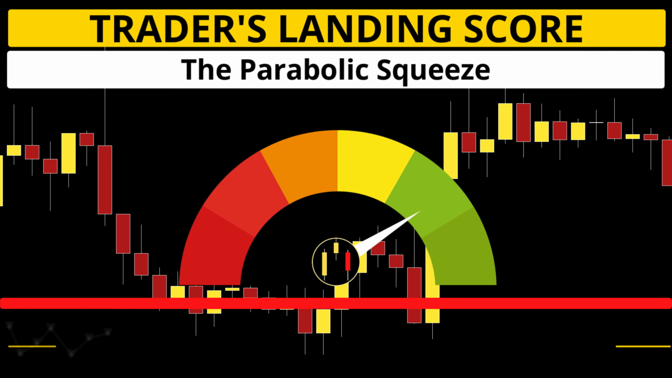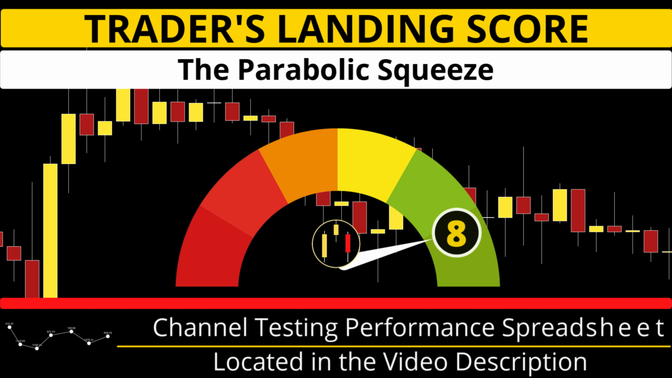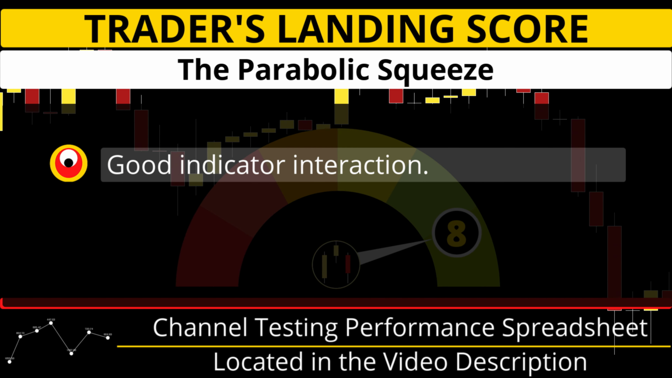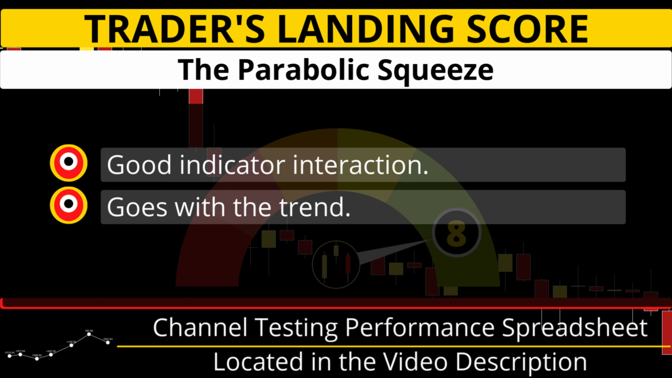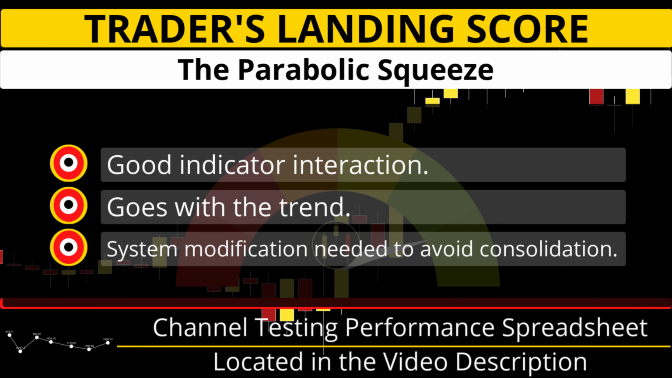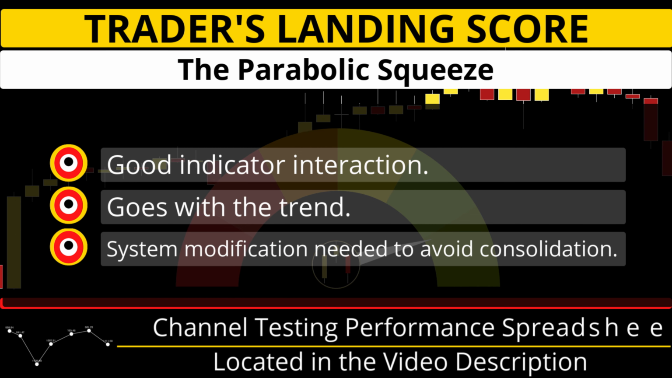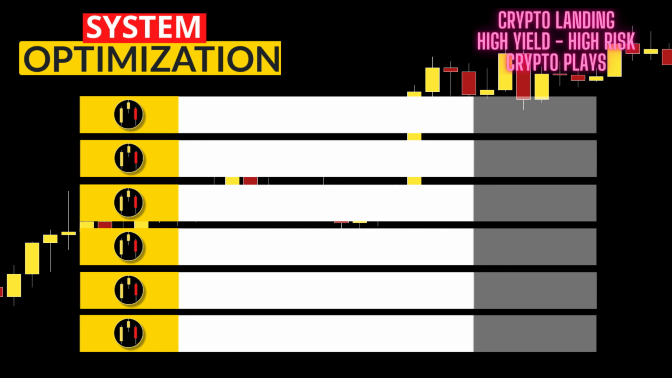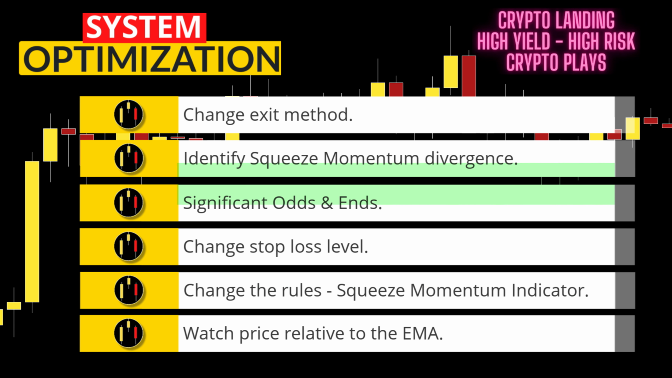I give this system a trader's landing score of 8, because it uses a combination of indicators that appear to work well together and attempts to get in with a strong trend confirmation. But the equity curve indicates the risk versus reward and stop loss placement can be adjusted for better results. Remember, the enemy of great is good. I have 6 ideas on how we can improve this system.